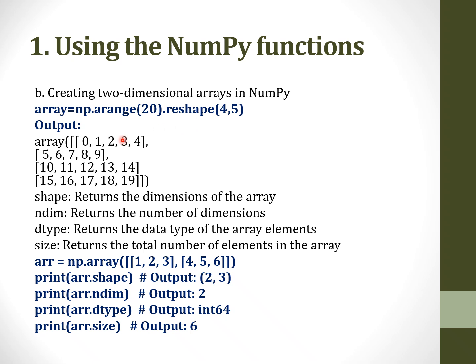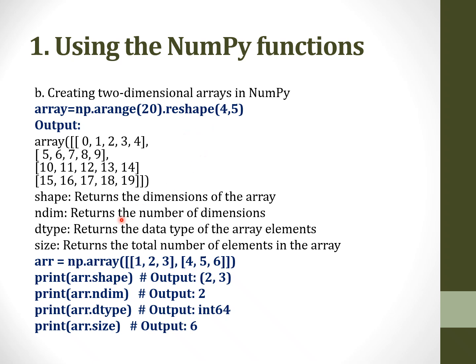So what happens? This is 4 rows and 1, 2, 3, 4, 5 columns are there. So the values are arranged in 4 rows and 5 columns. This is how you convert a one-dimensional array into any dimensional array by using this reshape function.